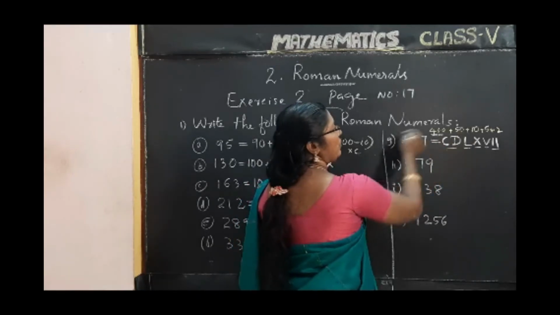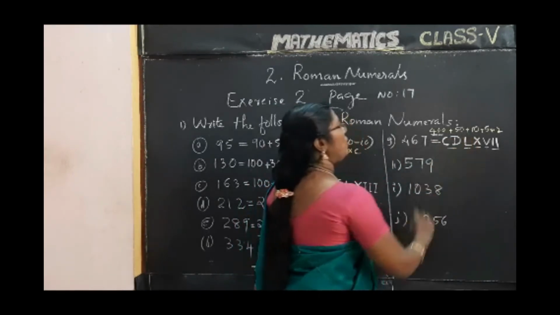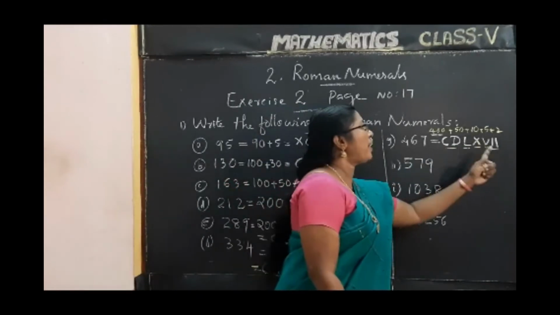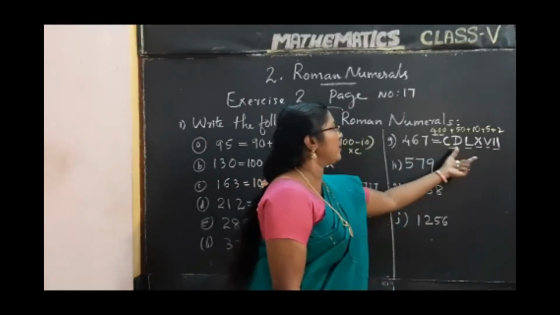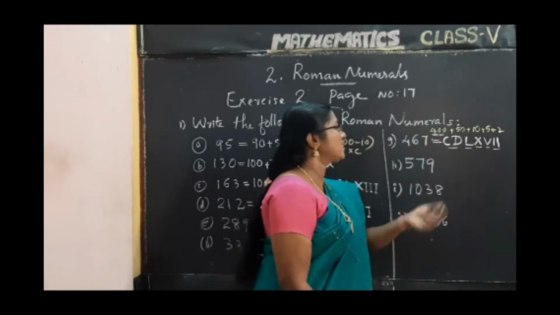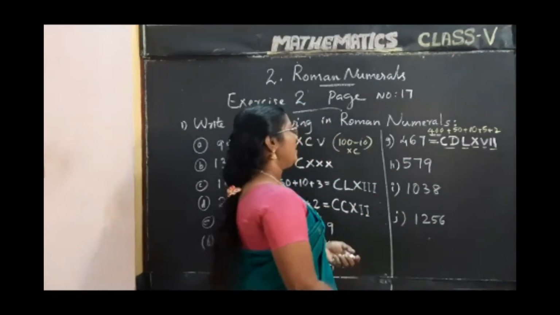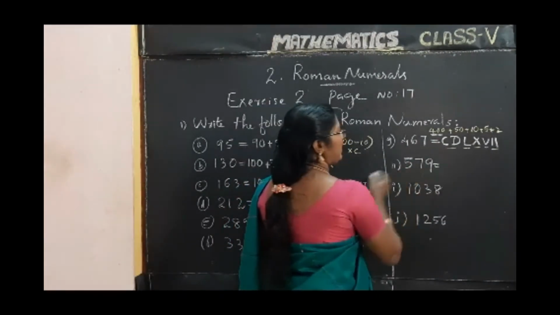Then L denotes 50 and X denotes 10, V denotes 5 and II is 2. This can be read as 467. Okay. Then the next one. How do you write this next number?